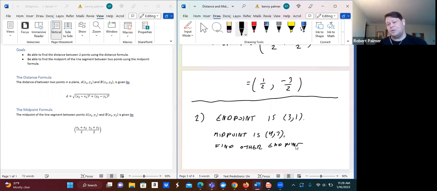This is kind of an application of the formula. I'm going to find the other endpoint. Okay, so first off, let's go back to Desmos and plot both these points.